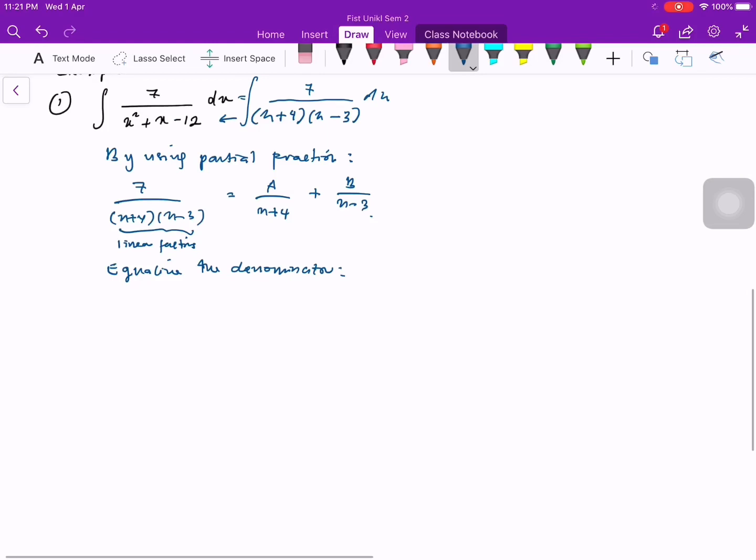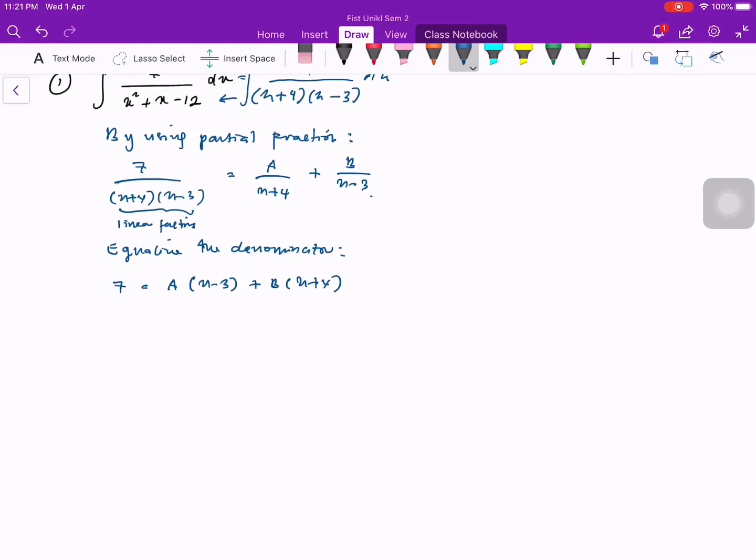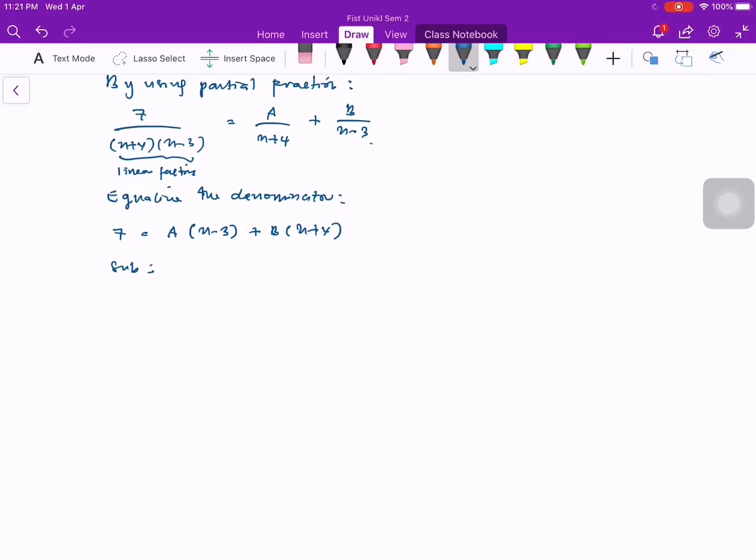Okay, equalize the denominator. We're supposed to have 7 equals a times (x minus 3) plus b times (x plus 4). Then we are going to use substitution. So we're going to substitute the first one with x equals 3, in order to cancel a, so that we can find the variable b.